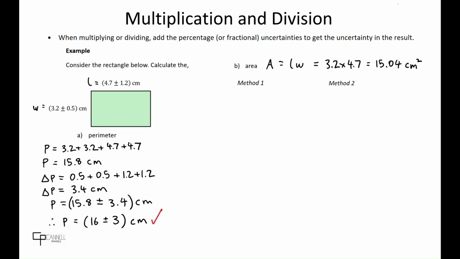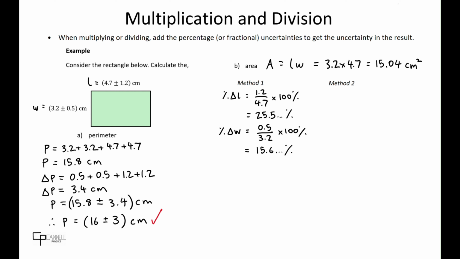So first, to start method 1, I multiplied length and width to get the area. And by this rule, this dot point here on the top, I must add the percentage uncertainties in length and width, and that will give me the percentage uncertainty in the area. So the percentage uncertainty in length is equal to 1.2 divided by 4.7 as a percentage. So that gives me 25.5 etc. percent. And the percentage uncertainty in width is equal to 15.6 etc.